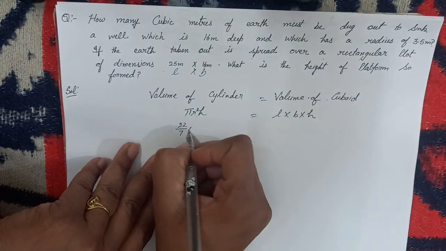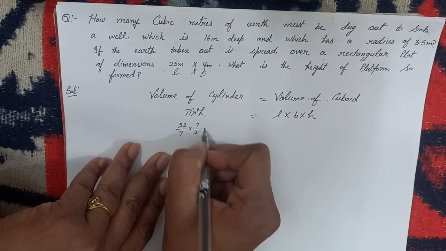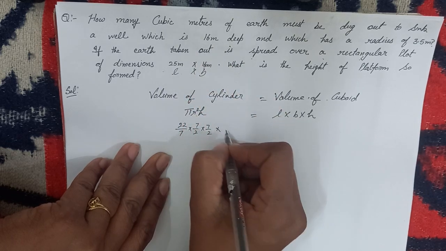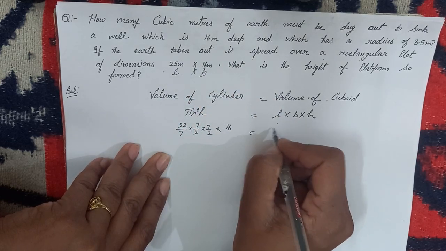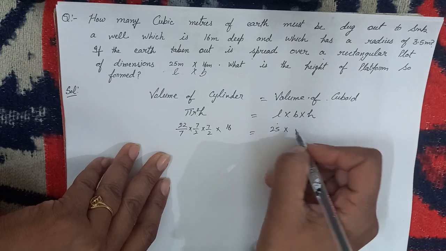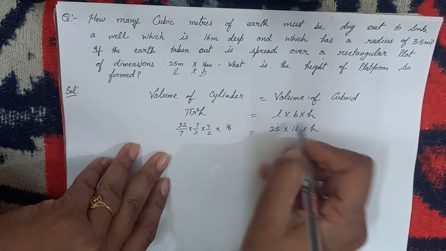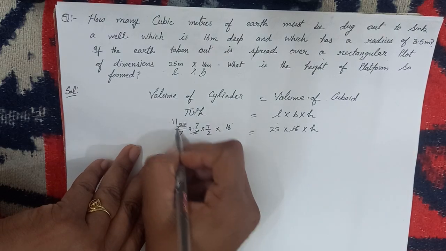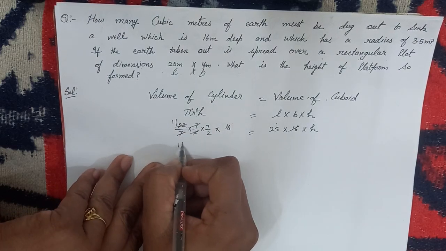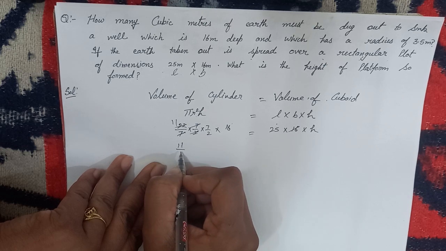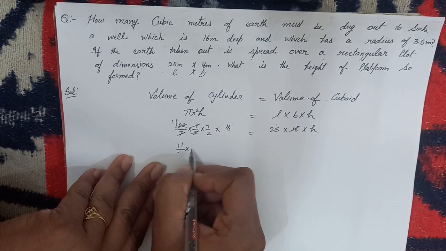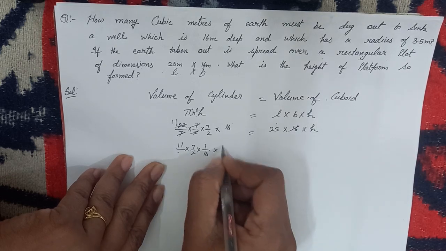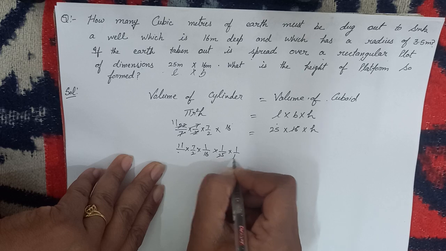Radius is given as 3.5, which can be written as 7 by 2, so pi r square, and the height is also given as 16. The length is given as 25, and the breadth is given as 16, and we have to find the height. 16 will cancel 16, and 2 elevens are 11 and 7 sevens are 11, so 11 by 11 into 7 by 2 into 16, and there we have 25 into 16.